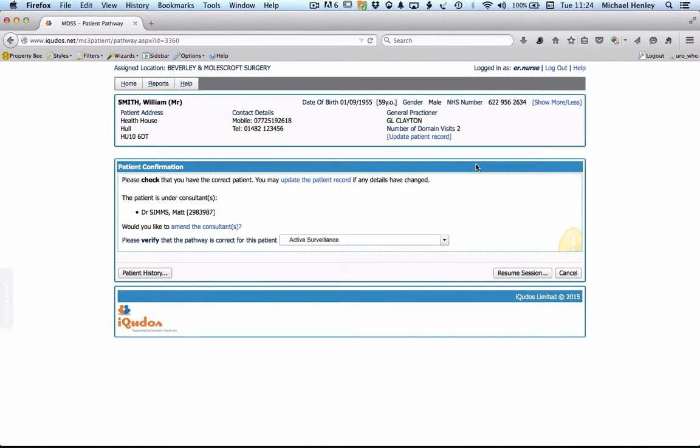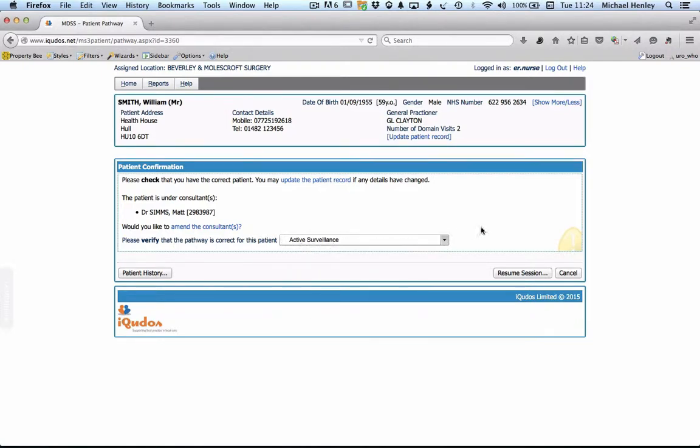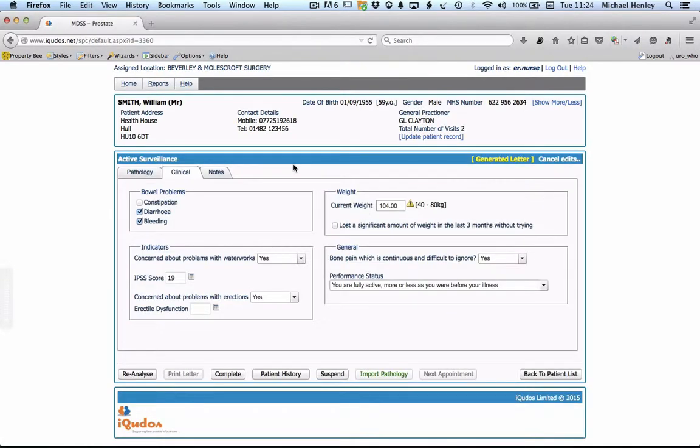And obviously you can see the pathways as we discussed in the previous talk. There are the various pathways that are chosen. This is obviously specified by the hospital. And if you're going to resume a session, so here's the clinical page. We're going to just talk through what the questions are about and what they mean.